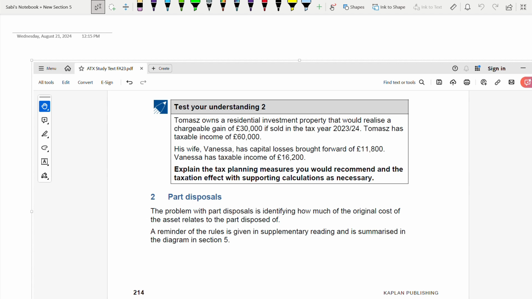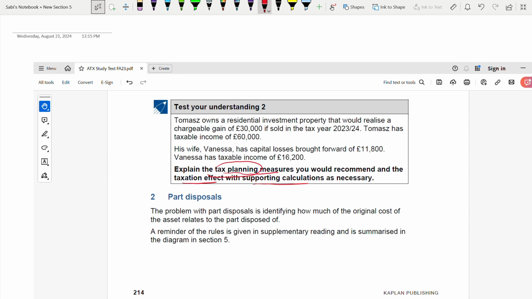Test your understanding. Here you have to explain the tax planning measure you would recommend and the taxation effect with supporting calculations. Remember, in ATX, a tax planning question is a question you can expect. Very frequently it will come. Definitely it will come. One question on tax planning.